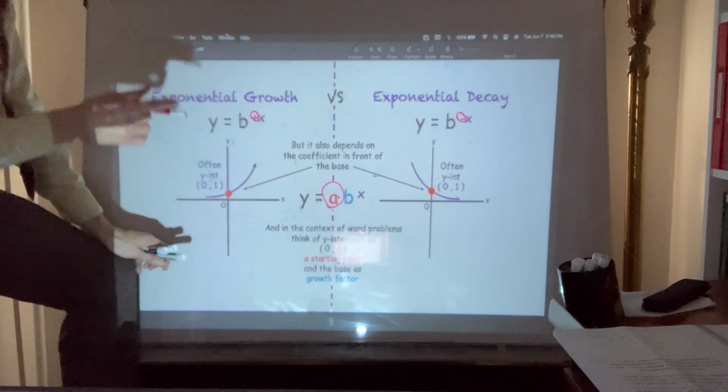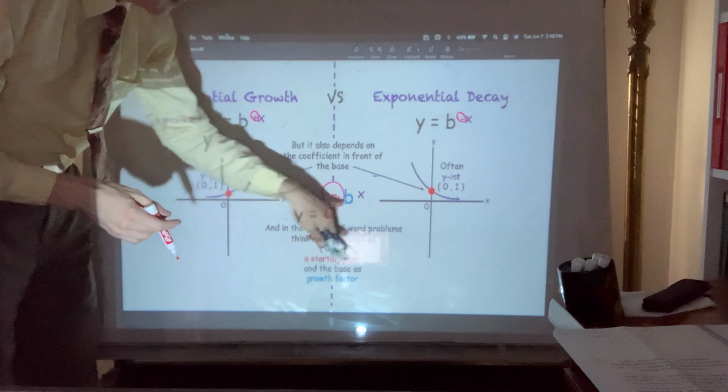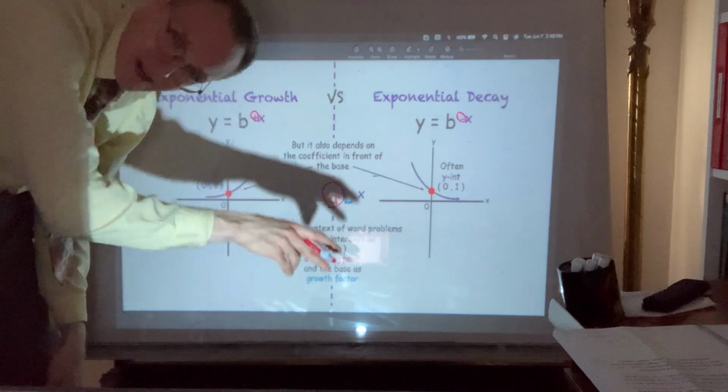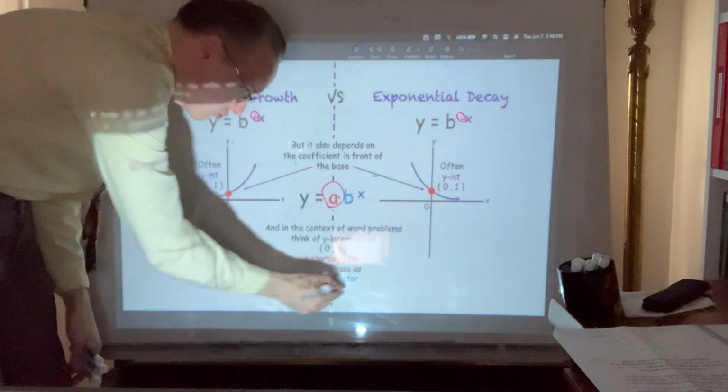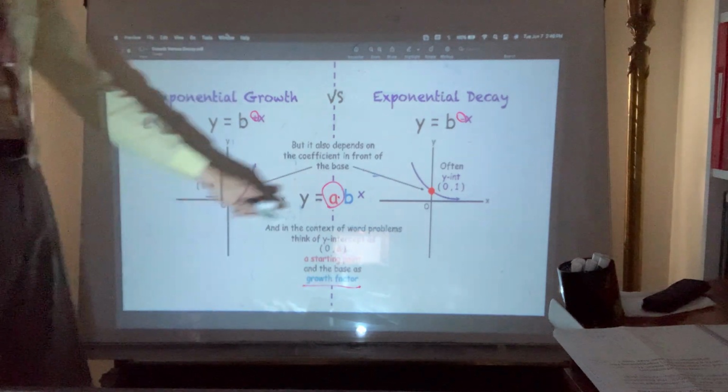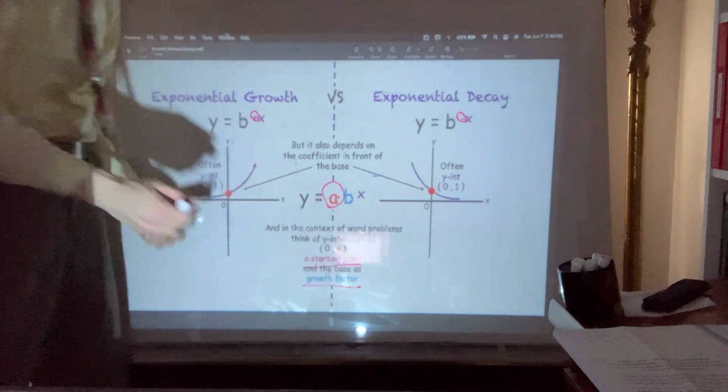All right? The base number, that is what the exponent is actually affecting directly, is known as the growth factor. All right? But the a value here is the starting point.